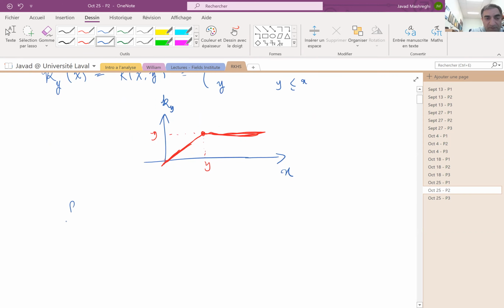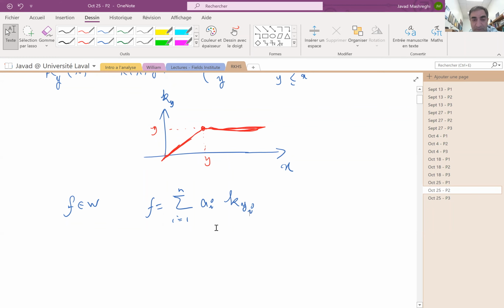So an arbitrary f in W can be written as the sum from i equals 1 up to n of a_i k_{y_i}. And we can easily imagine now what the diagram of f of x is. So it's n of these diagrams multiplied by different coefficients a_i, and then you sum them up.